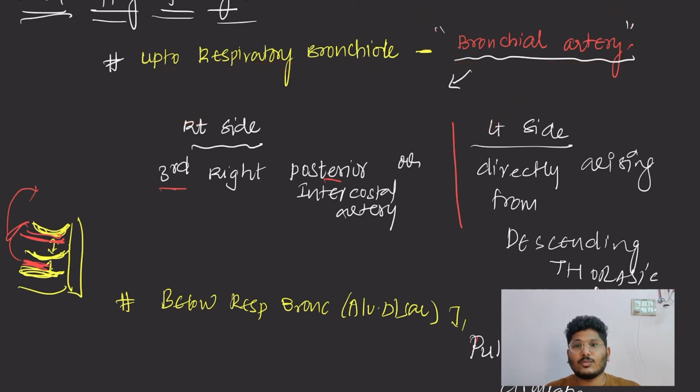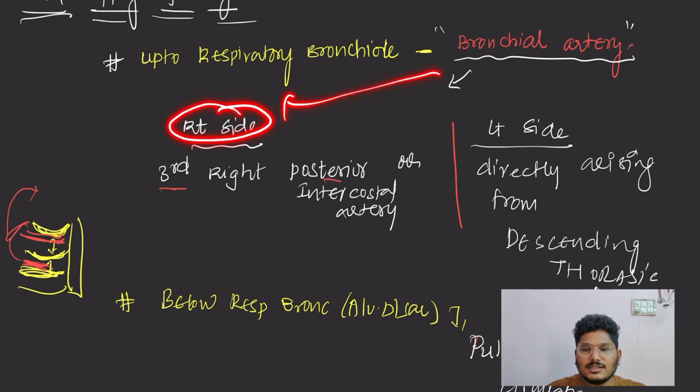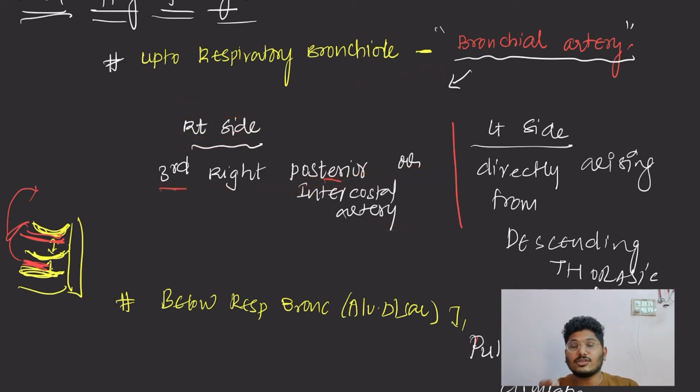Where is it coming from? We need to trace it out in an atlas. I'll advise you to trace it out in an atlas that the right sided bronchial artery should come from the third right posterior intercostal artery. So you can trace it out in an atlas if you have one. Next, the left sided bronchial artery, which is supplying the left lung until the respiratory bronchiole, is directly coming from the descending thoracic aorta.